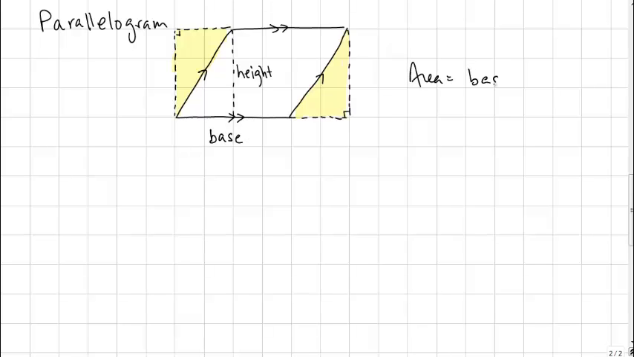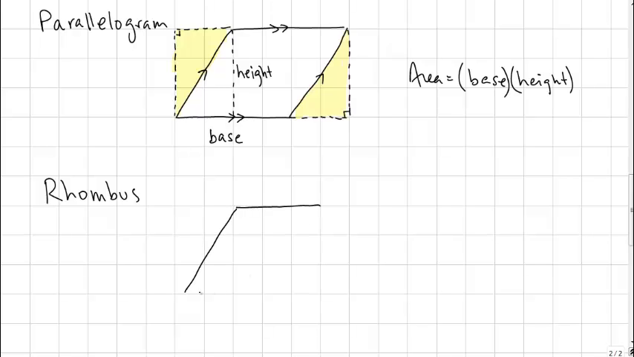So base times height is the formula for the area of a parallelogram. Now there's a special parallelogram we saw called a rhombus. The important characteristic of a rhombus is that all four sides are equal, and there's no other way to make a rhombus except having it be a parallelogram, but the important part of it is that all four sides are equal.